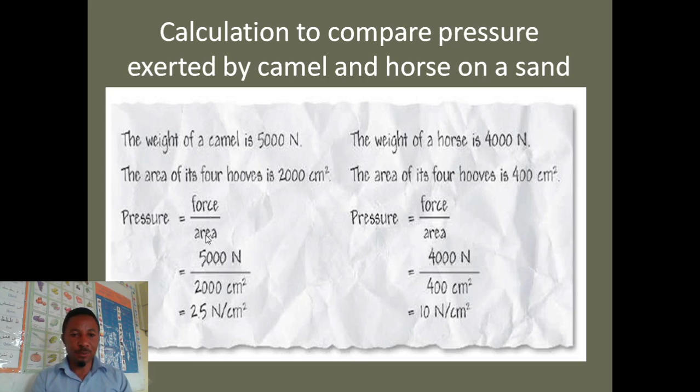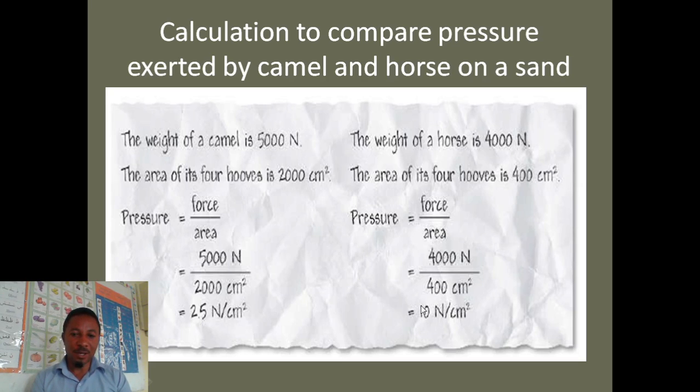So the pressure, which we can get from this formula, force over area, is 5,000 over 2,000, which is 2.5 Newton per centimeter square. But for the horse that is not as heavy and as big as the camel, the weight is 4,000 Newton, and the hoofs are not as wide, so we have 400 centimeters square for the 4 hoofs. When you calculate the pressure by substituting into this formula, force over area, that is 4,000 over 400, you're going to get 10.